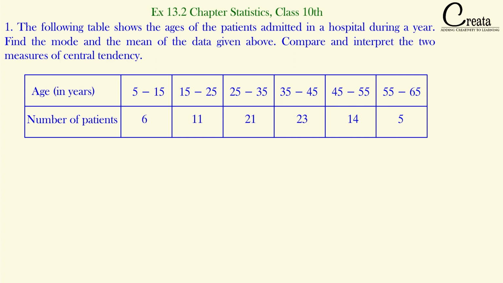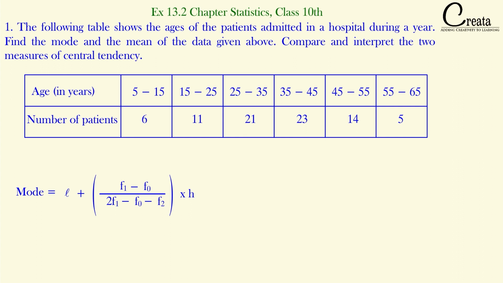In this question, we have to find the mode and mean of the given data and we have to compare the result. That is, we have to compare the value of the mode and mean. Firstly, we will find the mode. How do we find the mode? We use this formula. The first step in using the formula of the mode is finding the modal class.